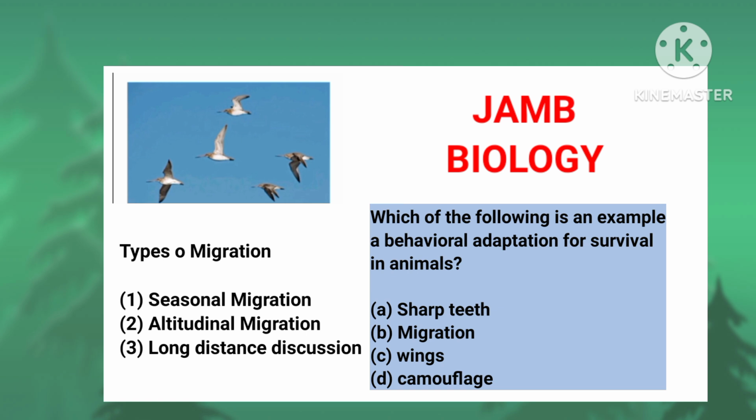So the types of migration that we have include: 1. Seasonal migration. This is a regular movement between summer and winter habitats. 2. Altitudinal migration. This is movement up or down mountains in response to changing seasons. 3. Long distance migration. Epic journeys often across continents or oceans undertaken by some species.